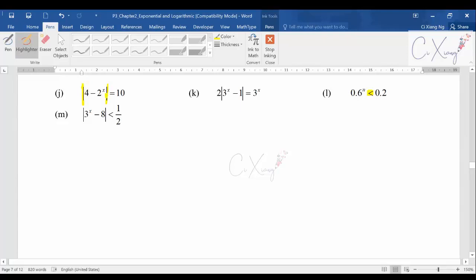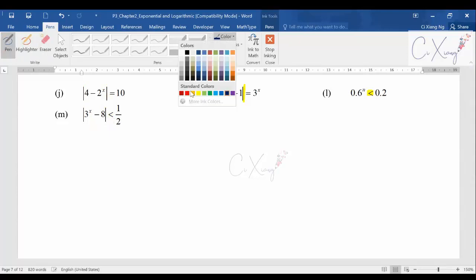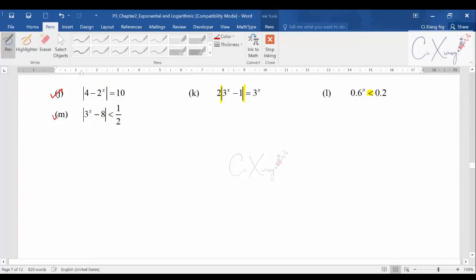Like all this, what is this one? This one is a modulus function, then you can split it into two parts. One part with negative, one part without negative. Same thing happened here. And then for inequality, you just solve it normally. And when you're having modulus with inequality, then you have to apply the modulus inequality rules. So again, for this one, I will try to solve J and M for you, and then you solve it yourself for K and also L.